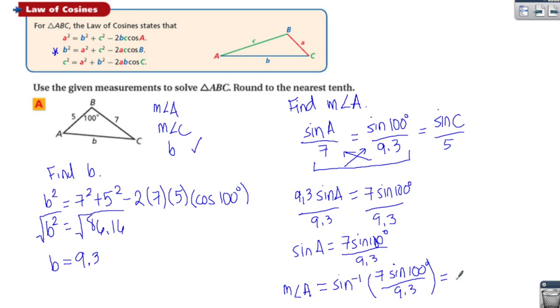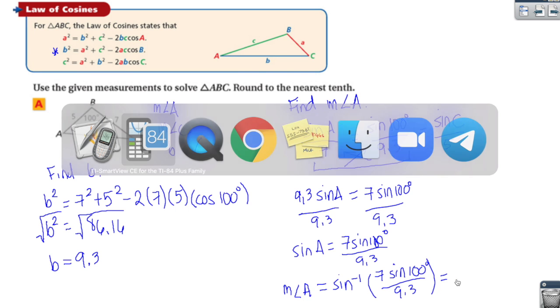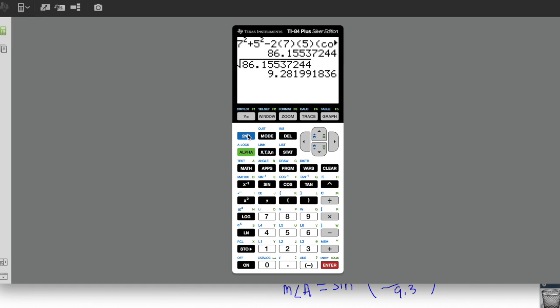So let's go back to your calculator and enter this information so I can show you step by step. All right, so right here, let's start by using the inverse function. So you go to the second function and make sure you select inverse. Again, my calculator has been set so that it is in the degree mode. And we're going to go ahead and plug in the information we have. We have sine, or 7 multiplied by sine of 100, over 9.3. So let's plug that in and we're ready to evaluate.